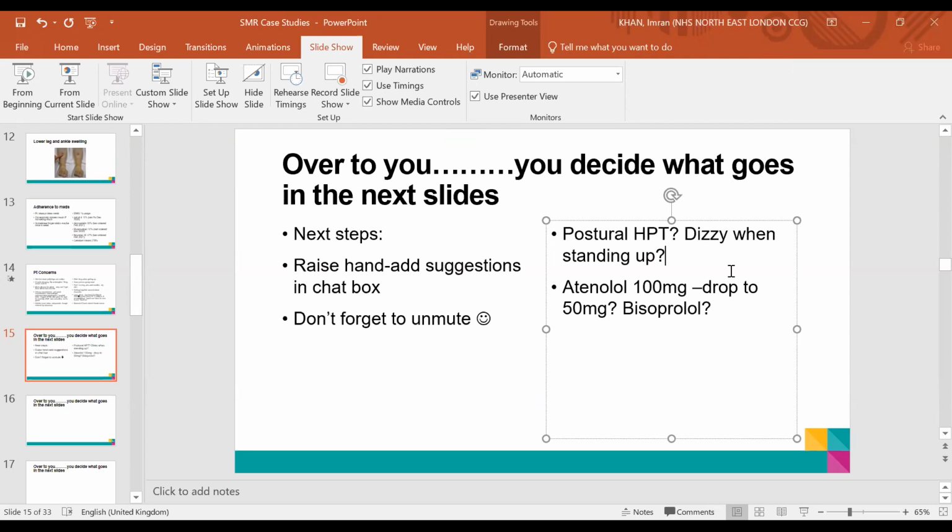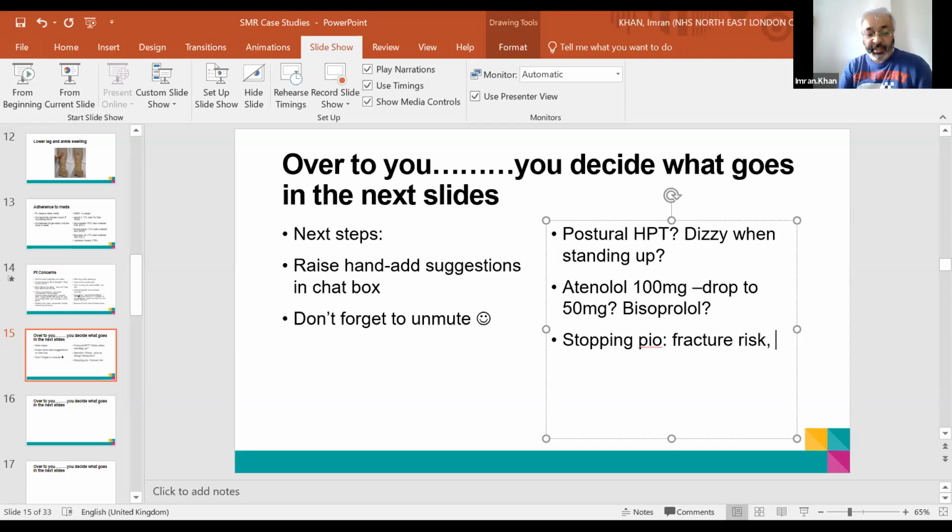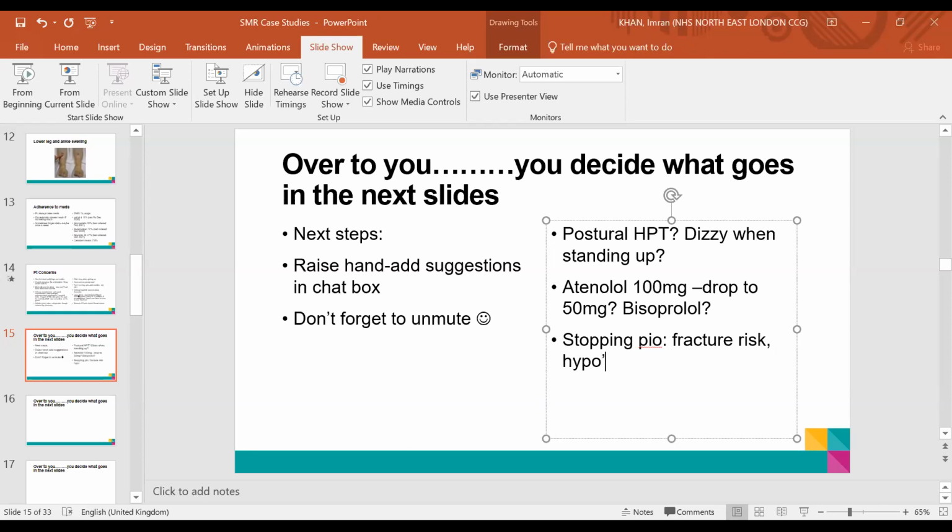There's some questions coming in as well. So I'm trying to type that up and send that to you, Imran, so you can have that as well. So someone has suggested that we should be stopping the pioglitazone because of the risk of fractures and hypos in the very frail. But is there another reason? Sorry, did you say fracture risk and what else? Hypos and very frail. So there's no PPI cover.